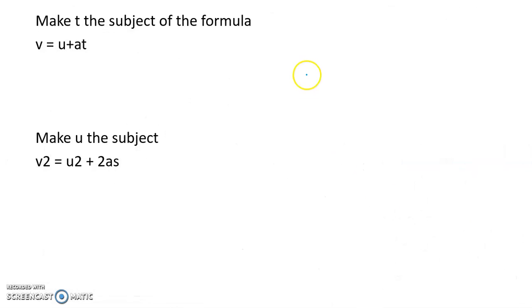The main focus here is to make T the subject. So let's highlight what we should make the subject of the formula. First things first, you have to identify where T is in the formula. Now this is where it gets a little technical, but it is manageable.